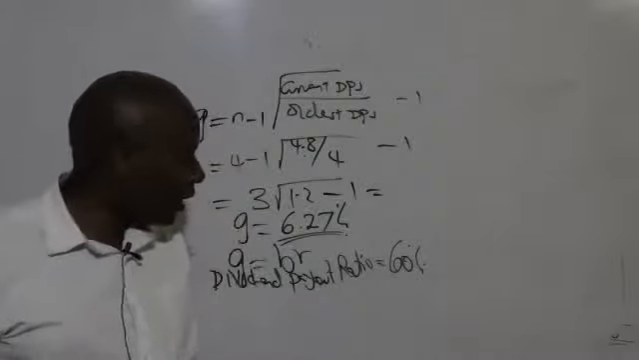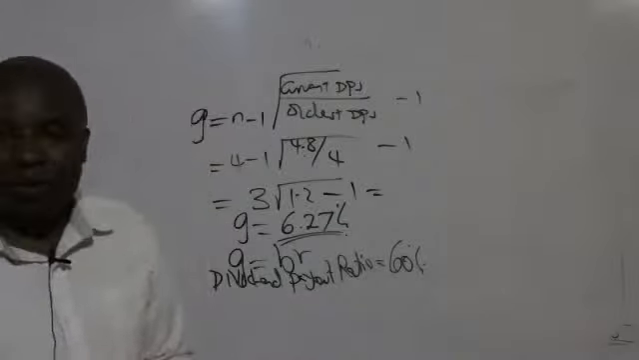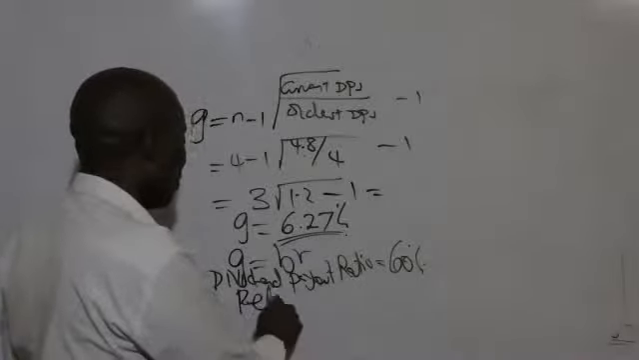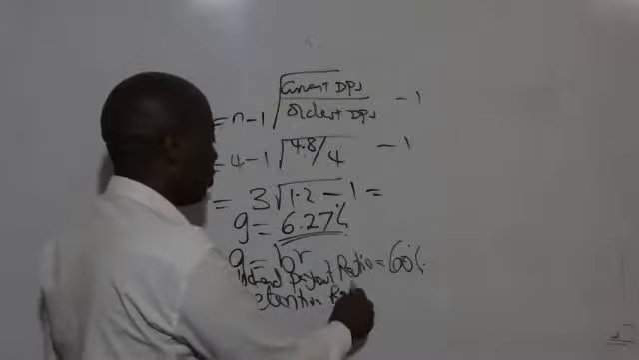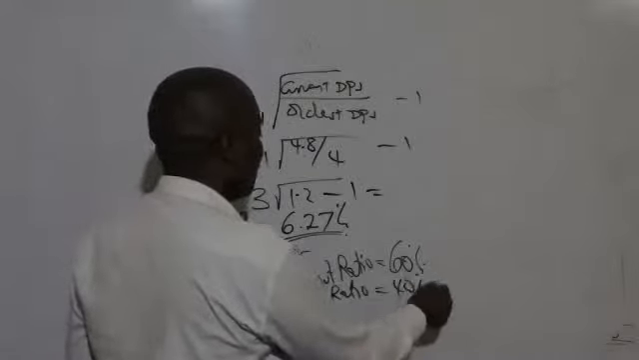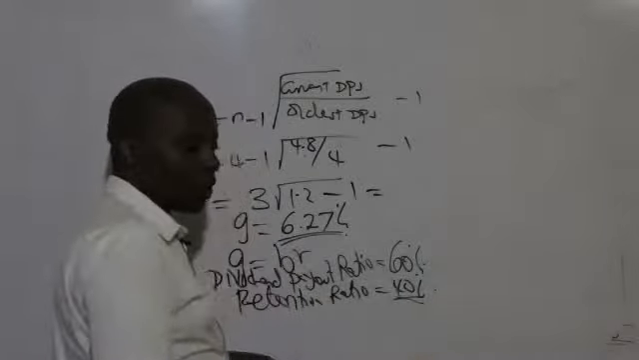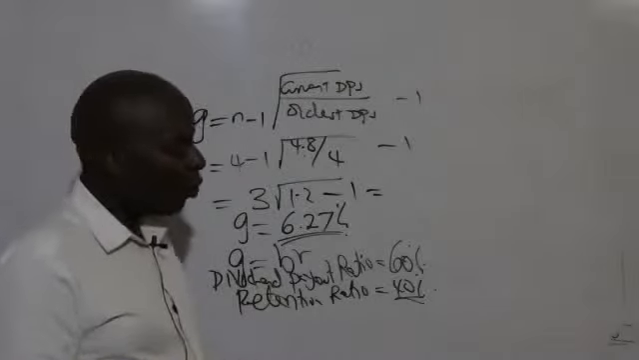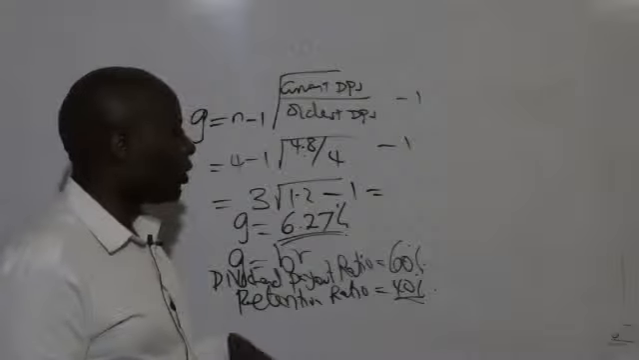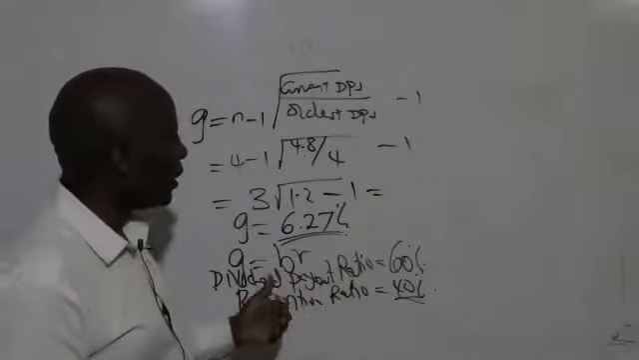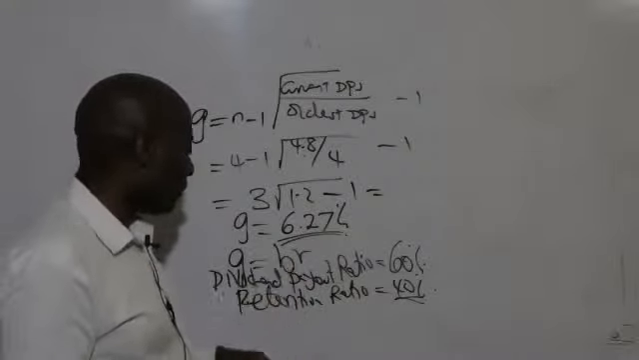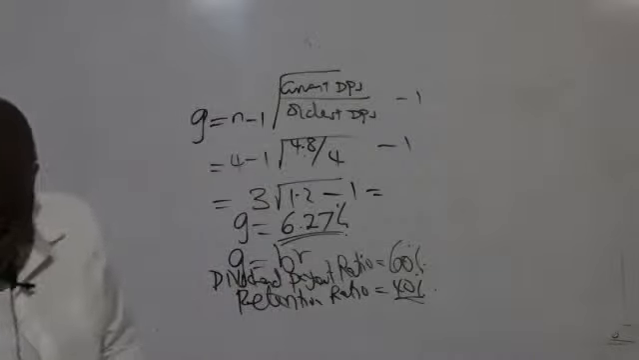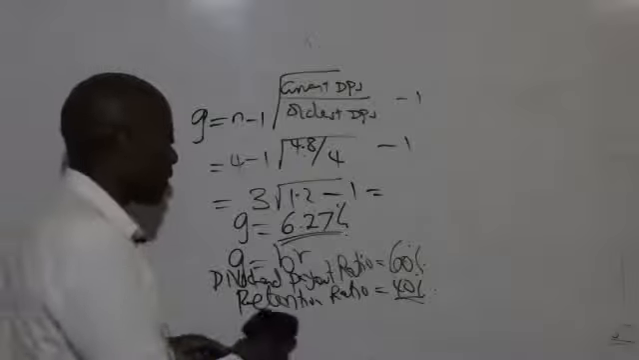So they've given us the dividend payout ratio, which is 60%. So if we are paying 60%, we are retaining 40%. So then the retention ratio is 40%, which is the same as 0.4. Now, ladies and gentlemen, the moment I have this, I'll be able to go back to my formula. We are saying that G equals B times R.